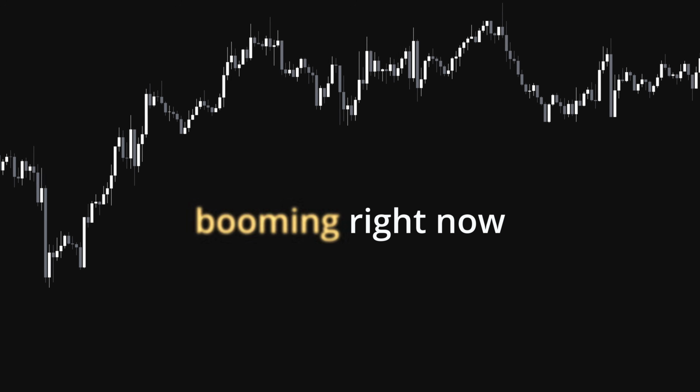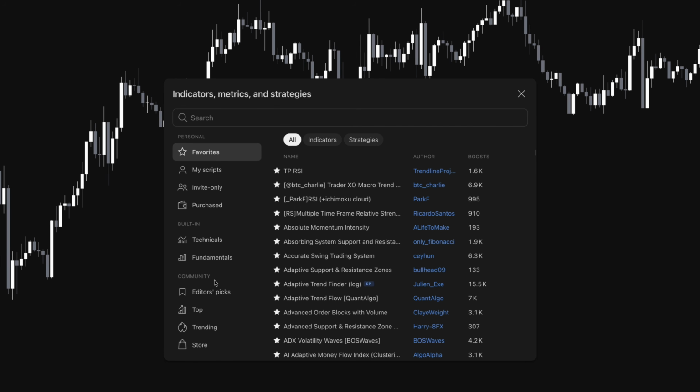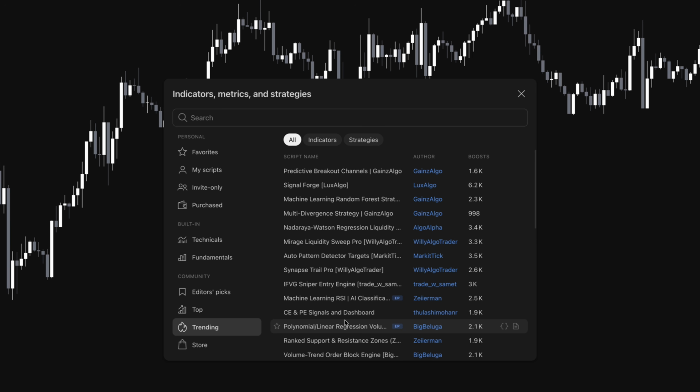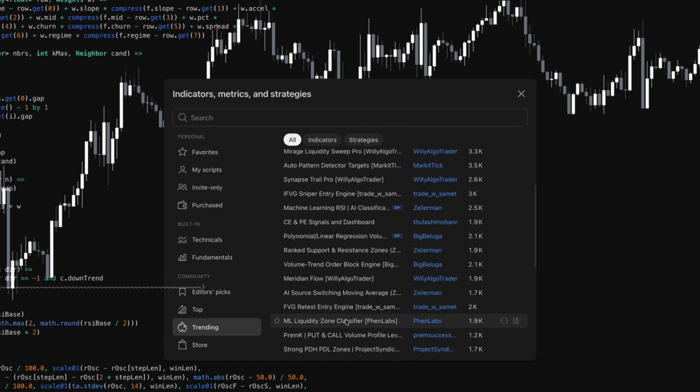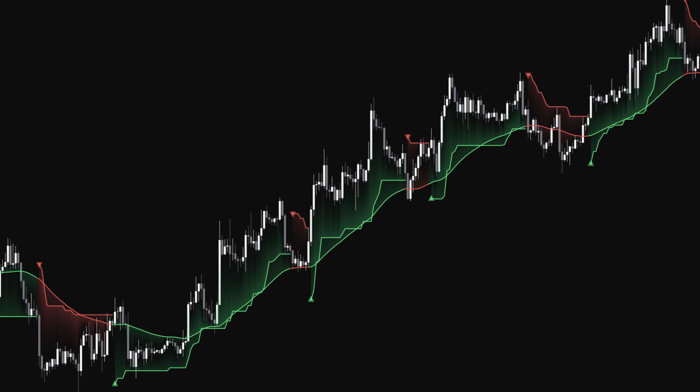AI indicators are booming right now, so I pulled the top 20 trending indicators on TradingView, checked the code to see which ones are actually AI or machine learning, and found 4. Here's how they really perform.